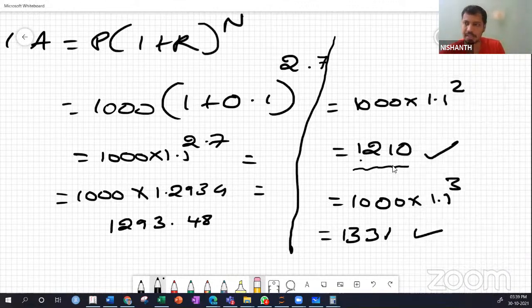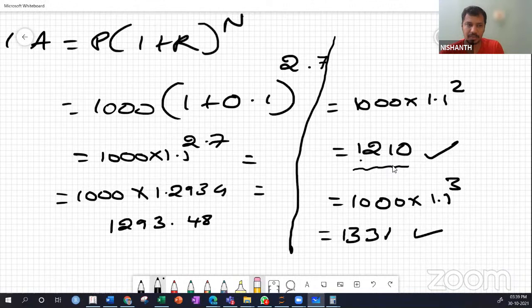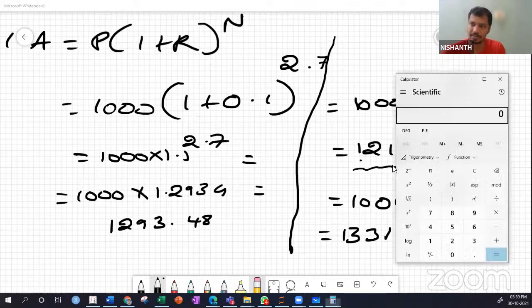See, first you should understand here 2.7. 2.7 means how many months you will have? You will have 0.7 into 12 is 8.4 months. Correct. This much is there. So for half year, that is for 6 months, if I'm able to calculate, 6 months means how much? 1210 into 5%, because full year it is 10%, half year it is 5%, into 0.05. I get 60.5. So 60.5 plus 1210 is 1270.